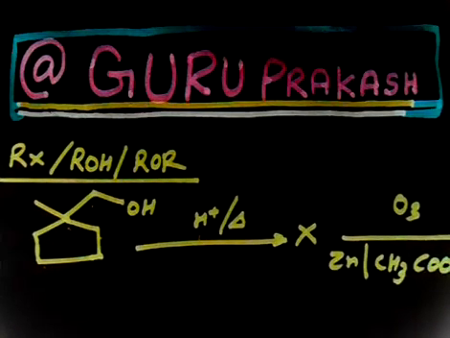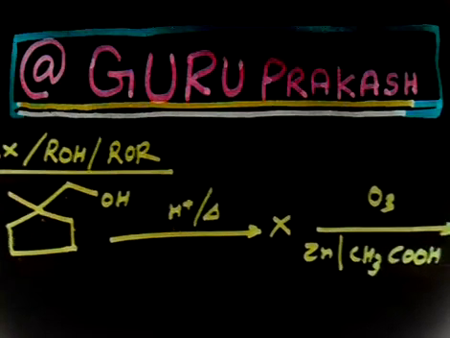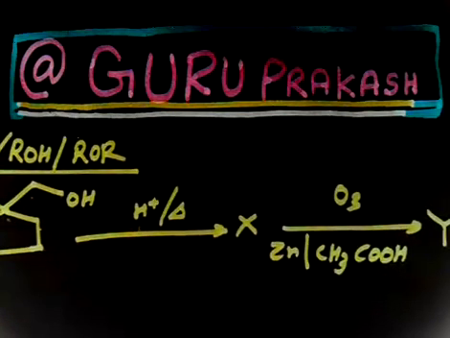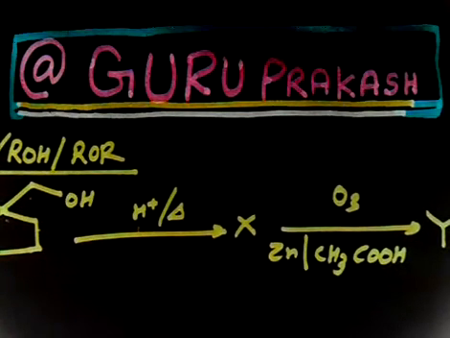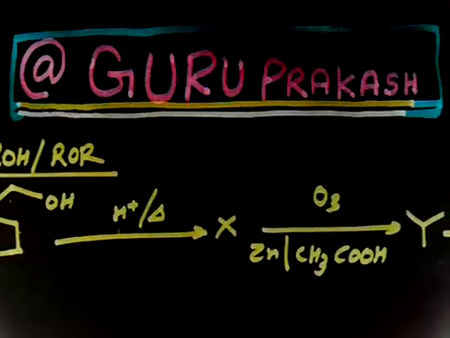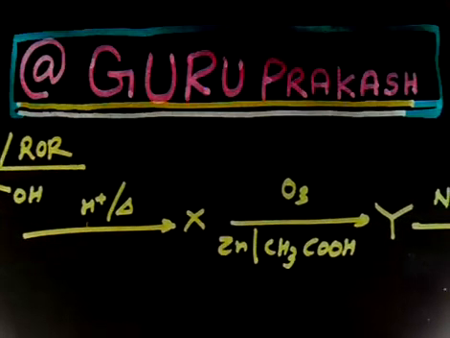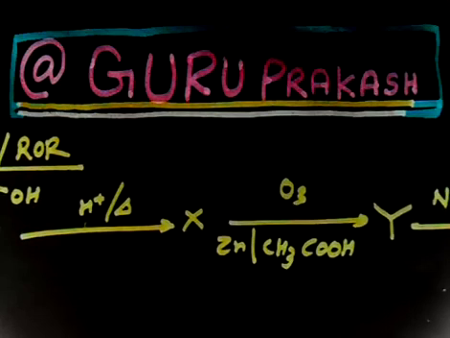So let us copy this problem first and then we will discuss. So first step is H plus, heat. What is the reagent? Dehydration. Dehydration of alcohol. And the second step is O3, Zn/CH3COOH. That is ozonolysis, reductive. Now the third step is NaOH.